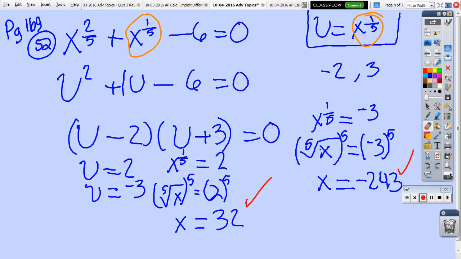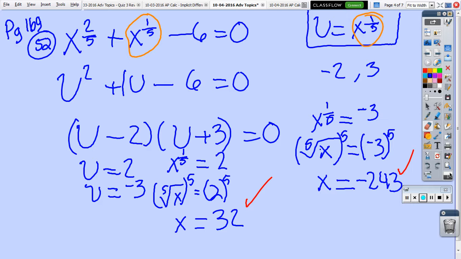I forgot, how'd you get x equals 32? Oh, x equals 32 because x to the 1/5 is 2. So if I want to solve for x, I have to raise both sides to the 5th power. Because what's x to the 1/5 to the 5th power? X to the 1/5 to the 5th power is x. That's why I raise both sides to the 5th power. And 2 to the 5th is 32.